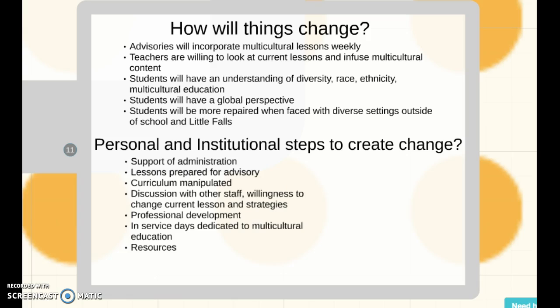My personal and institutional steps to create change: support from the administration, lessons prepared for advisory, curriculum manipulated, discussion with other staff's willingness to change current lessons and strategies, professional development, in-service days dedicated to multicultural education, and resources.